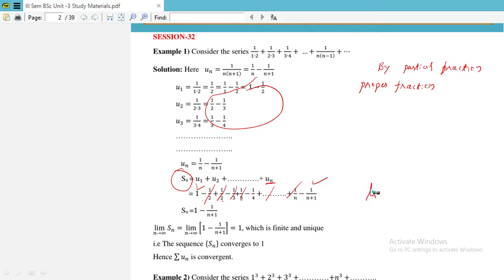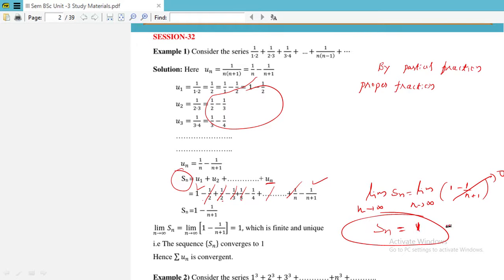If we apply limit n tends to infinity, limit of Sn is equal to limit n tends to infinity of 1 minus 1 by n plus 1. This tends to 0. We get limit of Sn is equal to 1. This is a finite quantity. Therefore, the sequence of partial sums converges to 1. This implies series summation un is convergent.